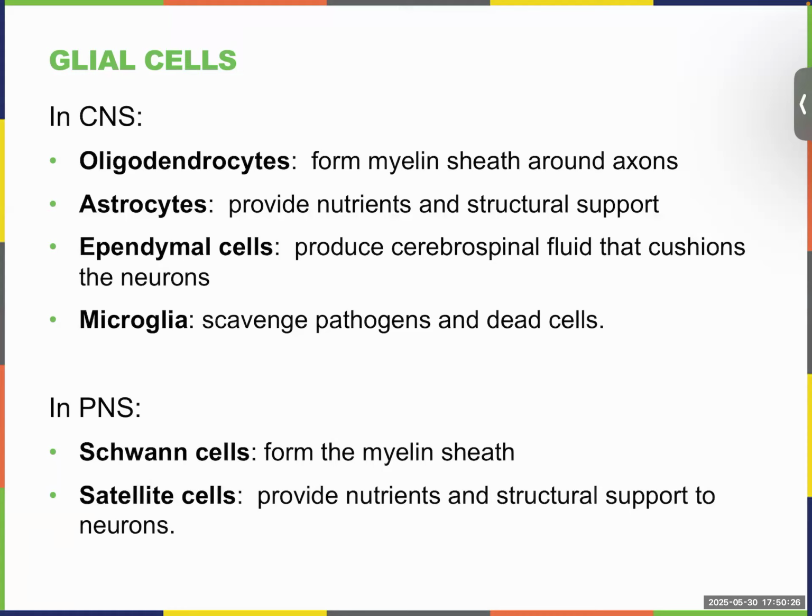There's oligodendrocytes. They form the myelin sheath, which acts as insulation. You have the astrocytes. And as their name suggests, let's see if there's a picture, they kind of look like stars or a big sun.